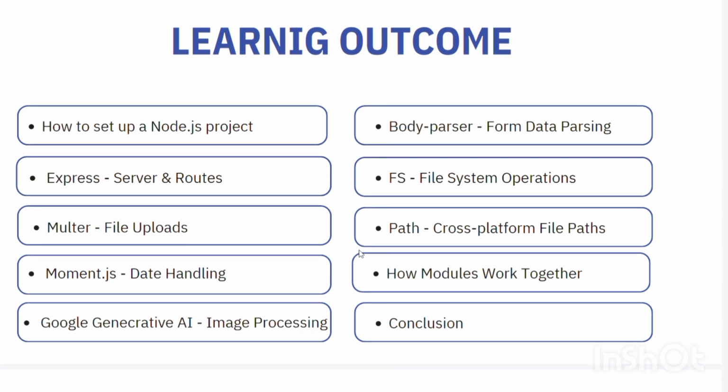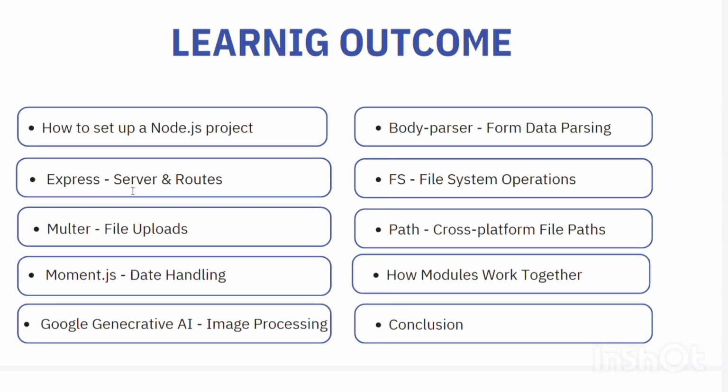Now the learning outcomes of this project: I have learned how to set up a Node.js project. Then I have learned about the server routes, how to perform different operations like CRUD operations: create, update, delete and the page. And the server helped me to make these different routes. Then I have learned about file uploading. For example, we upload different types of files like images, PDFs and other stuff. So Multer helps us to manage these types of data.